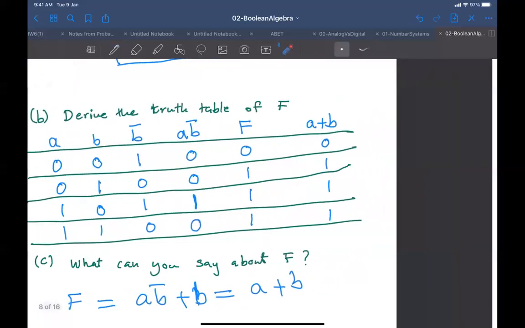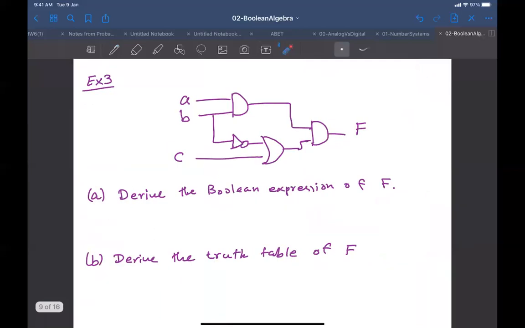All right, moving on. So this is another example in which, given the logic circuit, we would like to derive the Boolean expression of it. So now we just label every signal in the circuit and then perform the operations. Starting with this signal, what does it equal to? A ANDed with B. Excellent.